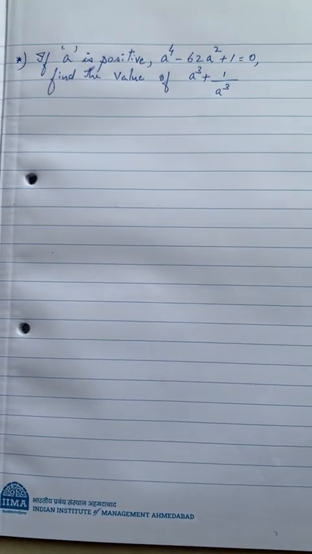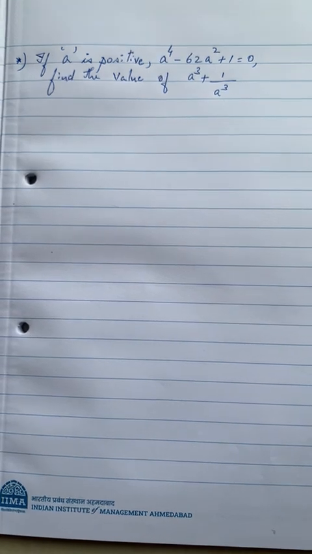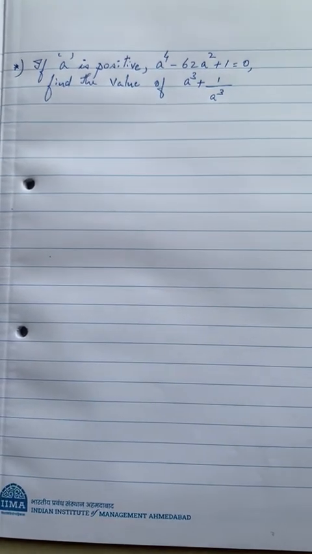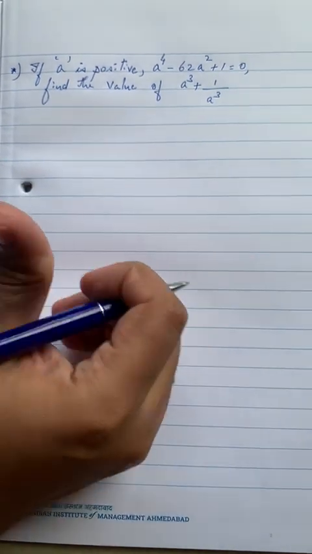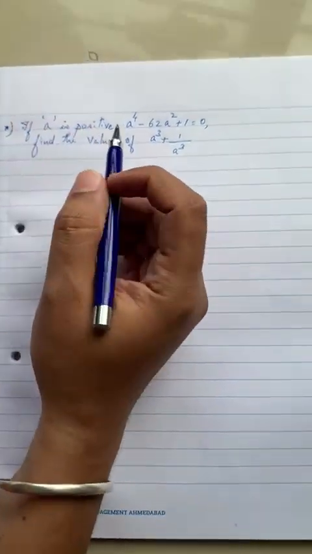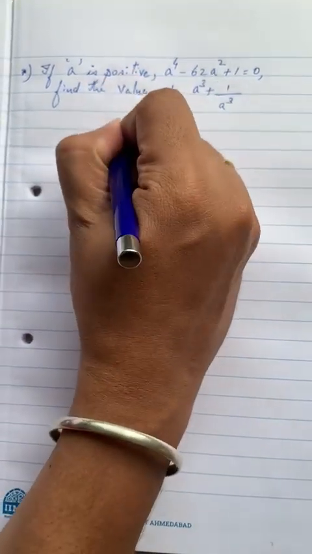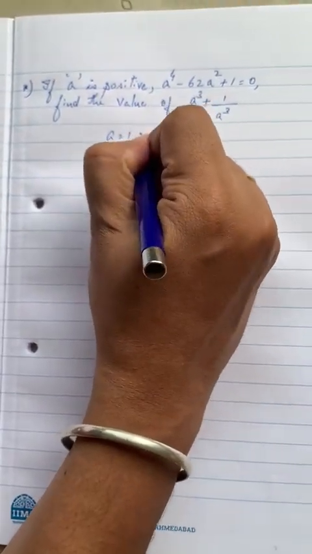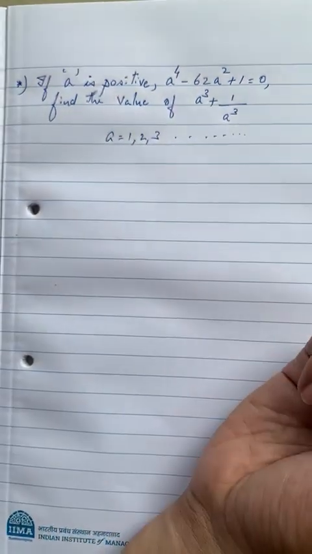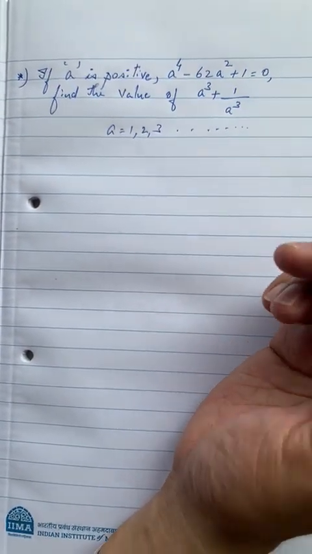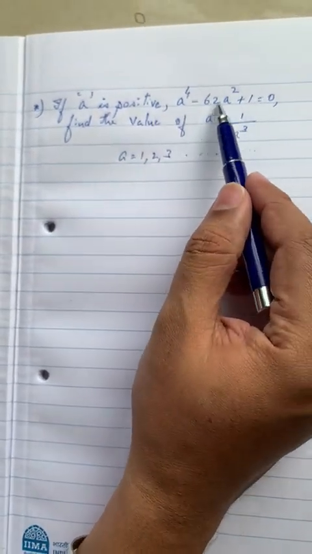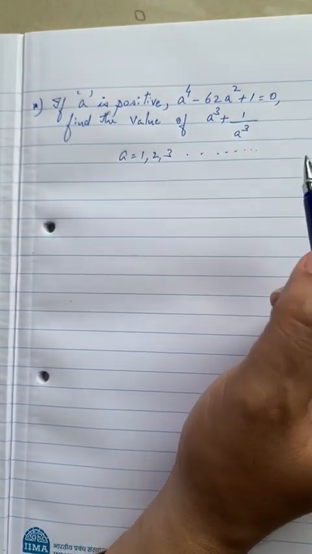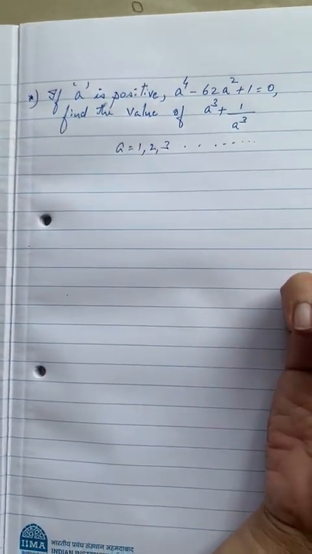It says: if a is positive and a power 4 minus 62a square plus 1 equals 0, find the value of a cube plus 1 by a cube. So let's break this question down, which is very required for such competitive exams. If a is positive, it means a can take any value ranging from 1, 2, 3 and so on. Now there is one way to do it, by brute force, where you substitute each value to find out what the roots of a are from this equation, but that is time consuming and laborious.